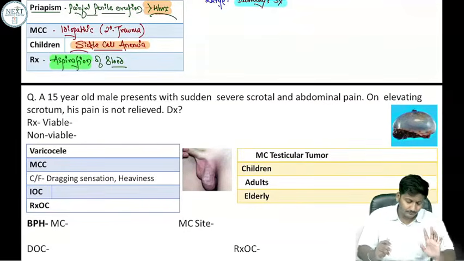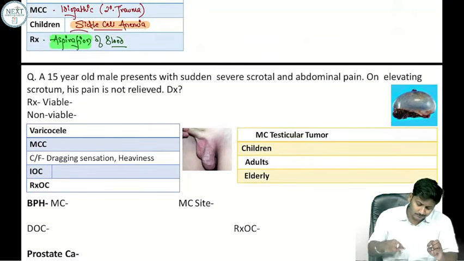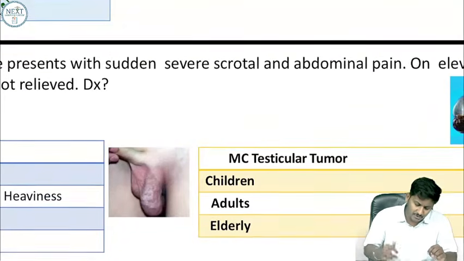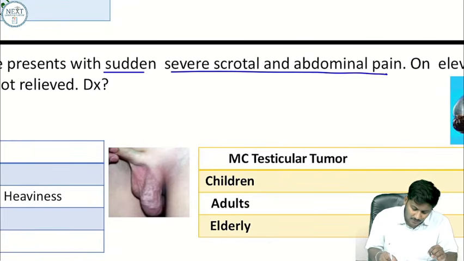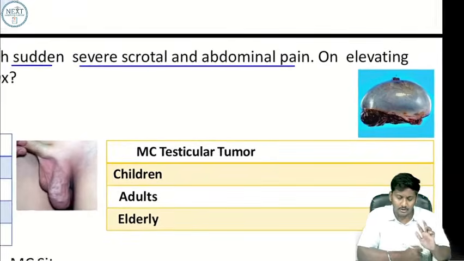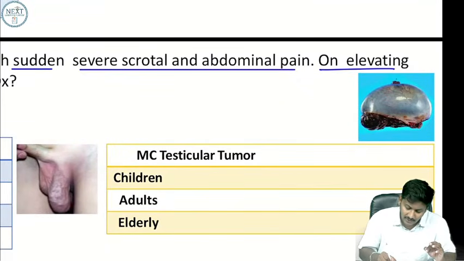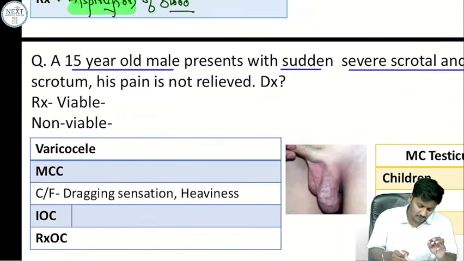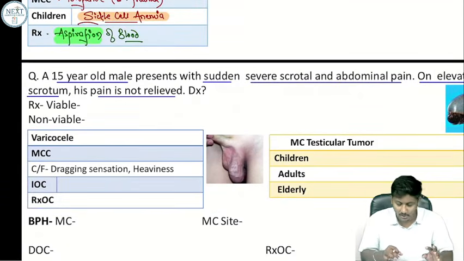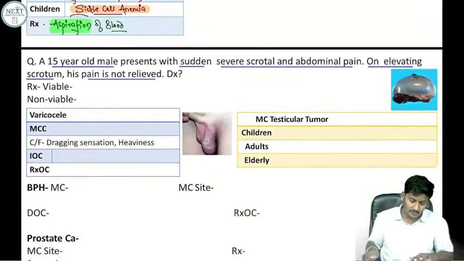Clear? Next important is a case where we are having a 15-year-old male beta. This patient who is a 15-year-old male presents to you with a complaint of sudden, severe scrotal and abdominal pain. Okay, it is sudden onset but it is very severe scrotal and abdominal pain beta. And on elevating the scrotum, the patient's pain has not been relieved beta. What is the likely diagnosis? Anybody let me know.